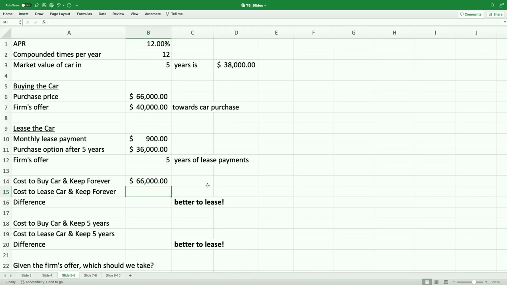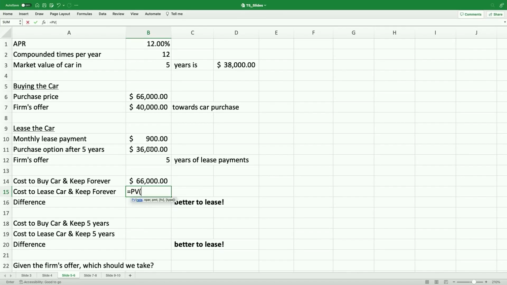Okay, what will that be? Well, let's think about it. All right, we're going to lease the car, so that means we're going to have monthly payments of $900 for 5 years, and then at the end of those 5 years, aka 60 months, we need to have a big lump sum payment of $36,000, and then we can walk away with the car, live happily ever after.